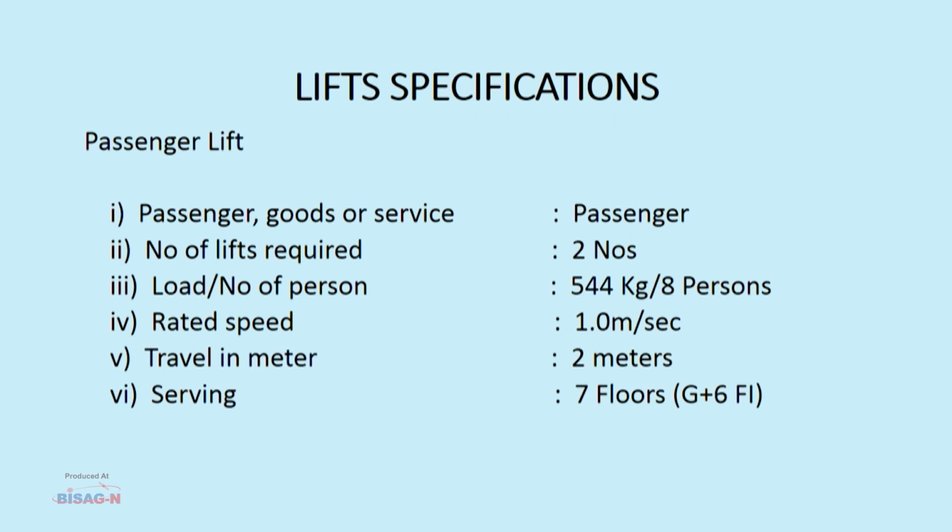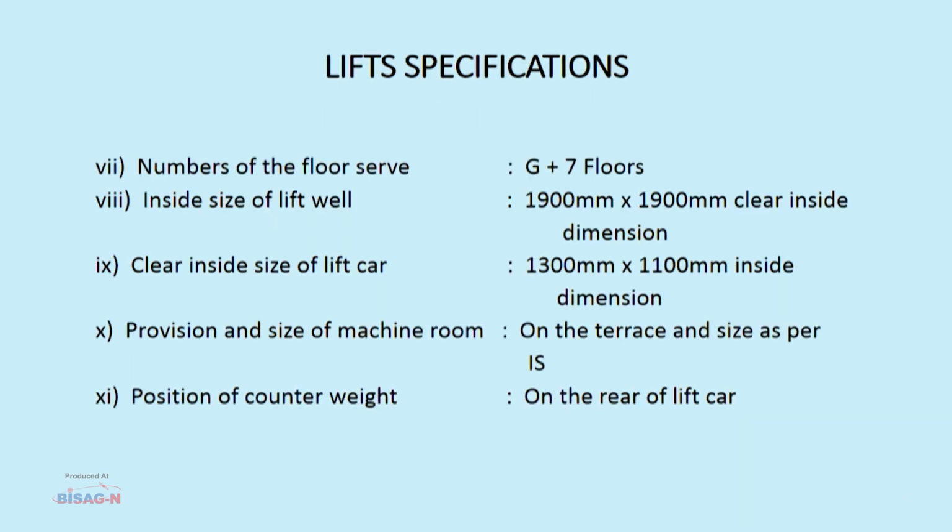Now let us see the specification of lift. Passenger lift. Number 1 is passenger, goods or service. Number of lifts required. Load, number of persons. Rated speed. Travel in meters. Serving, that is number of floors to be served. Number of floor service. Inside size of lift well. Clear inside size of lift car. Provision and size of machine room. Position of counterweight.